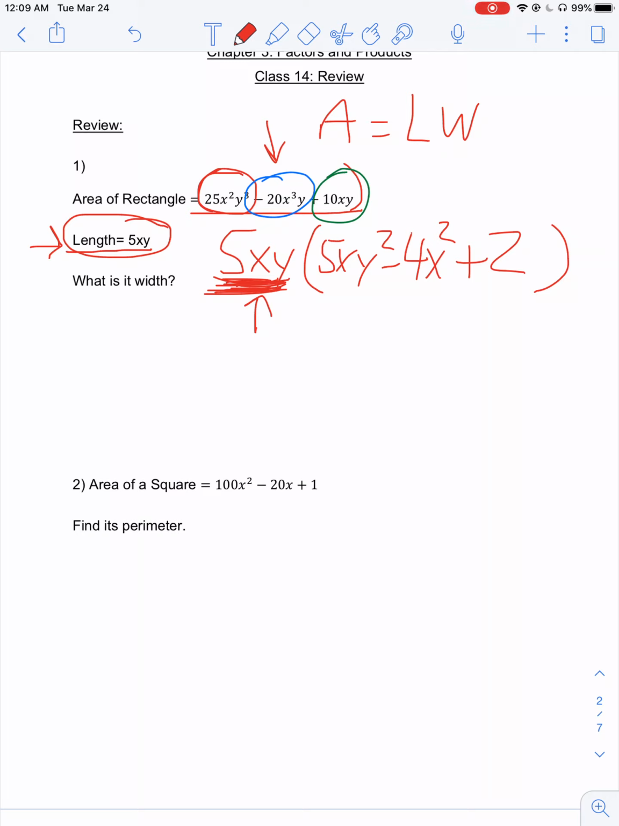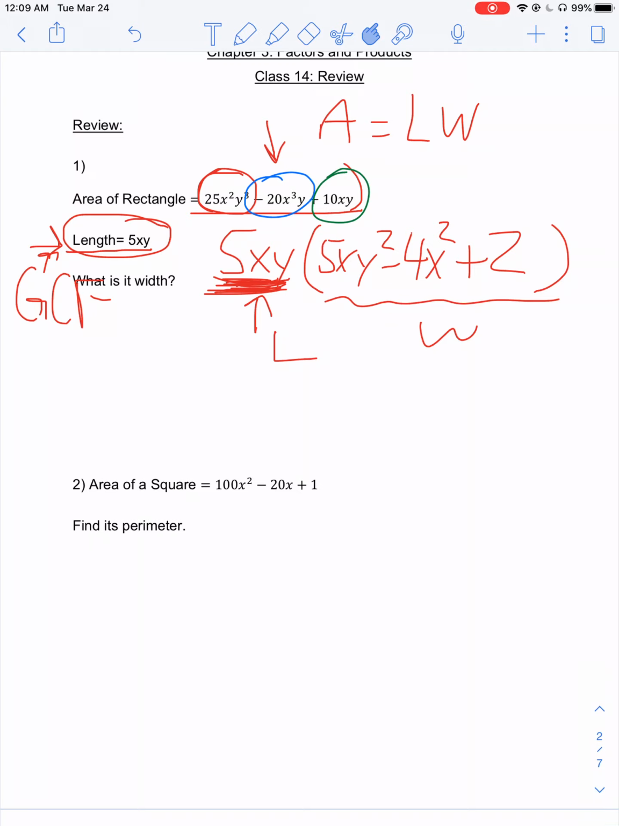So this guy over here is your width, and this is your length, okay? So they're kind of asking you to factor, but in an indirect way. It's not so obvious, okay? So your length, you can think of this as your GCF. Okay, so your length here is your GCF. And you can find the width by using the technique of factoring, okay?